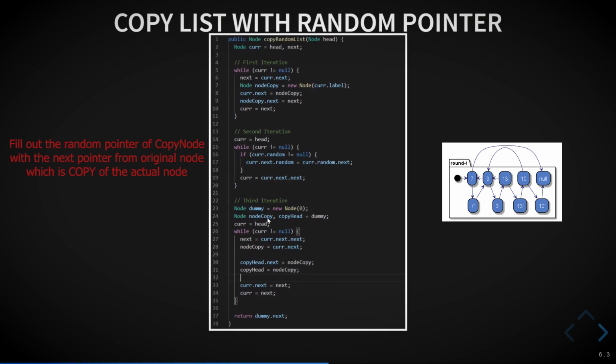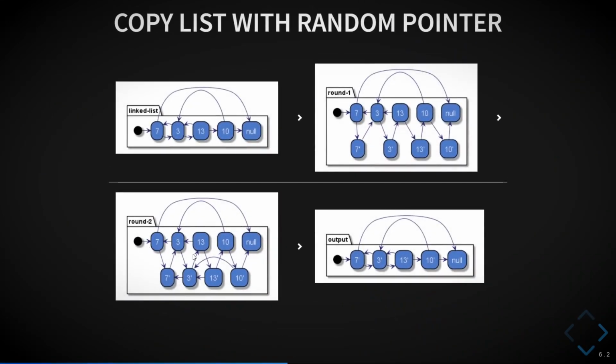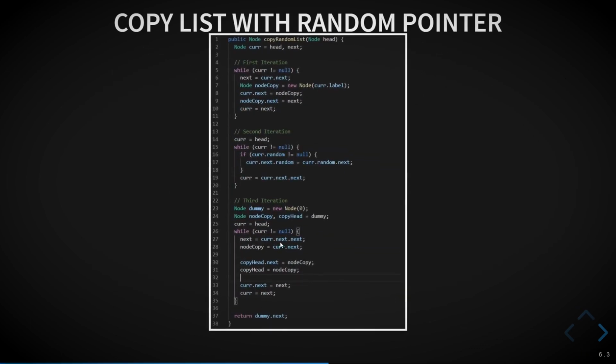And in the third iteration, as we have said, all we have to do is just separate out both the linked lists, one for the original linked list that was given to us as input and one with the copy linked list. So what we are doing here is just separating out the copy head from the actual node head by doing this, and in the end all we have to do is just return the dummy.next, which is tracking the copy list's head pointer.